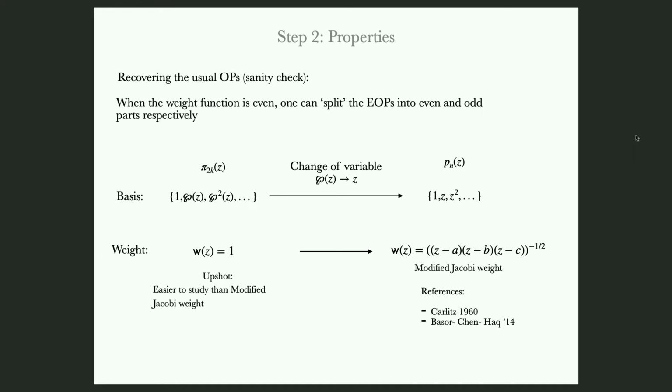This should be a capital P, I'm sorry. And if you just consider weight equal to 1, you get the modified Jacobi weight. So there are two main takeaways here. One is that this is going back to what we already know in the literature. Second thing is that it's much easier to study this than this.